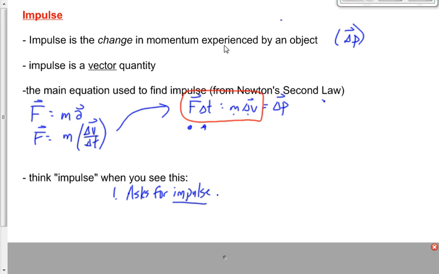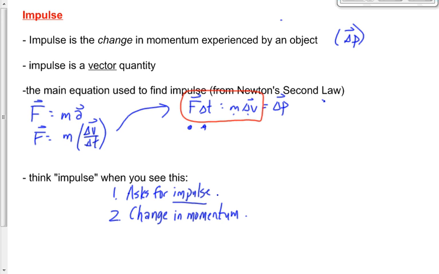Use impulse. If the question says, what's the change in momentum, or the momentum gained, or the momentum lost, or how much momentum does the object gain, or how much does it lose, then we can use impulse. That's a relatively straightforward one as well. Not quite as straightforward as the first one, but almost.